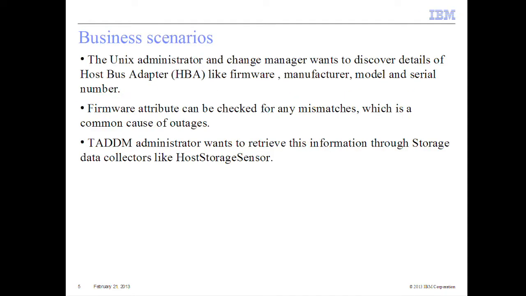At the beginning, we should ask why we want to discover more detailed information about HBA cards. The attributes like manufacturer, model, and serial number are required for inventory purposes. A key attribute is firmware. User can collect this information from all HBA cards that are running in the client infrastructure.